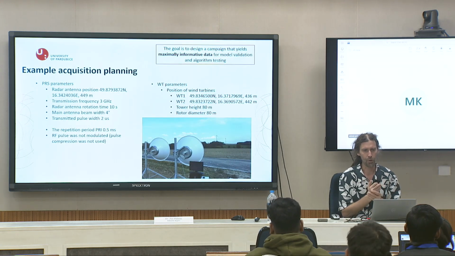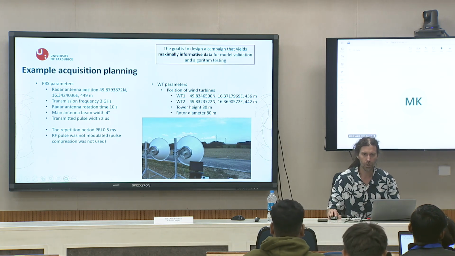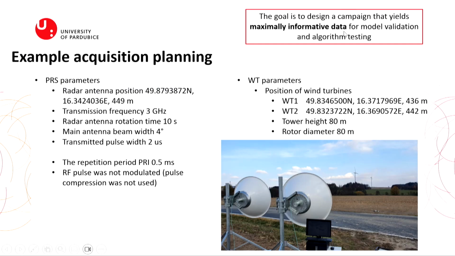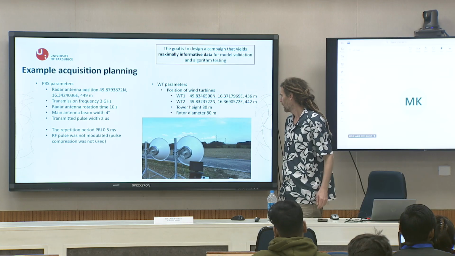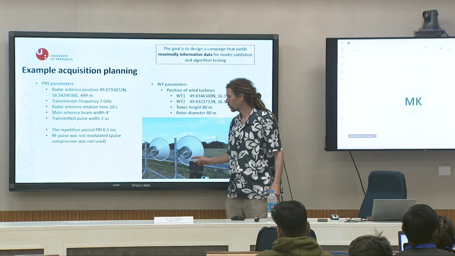There is an example of acquisition planning. The goal was to design a campaign that yields maximum information data for model validation and algorithm testing. So, of course, first we developed the model, but we were not sure that it was precise. It was just our idea. So then we designed the measurement chain. We worked on this in parallel, of course, and we designed new antennas.